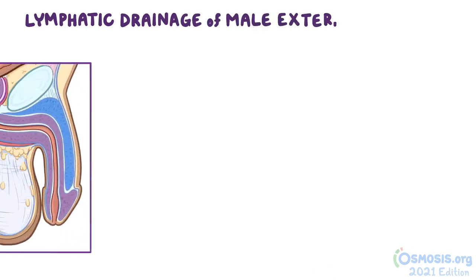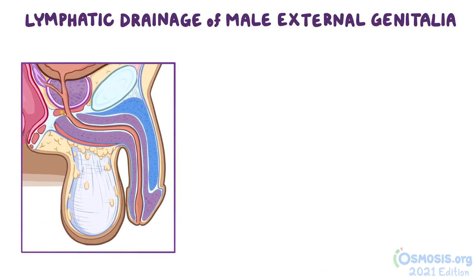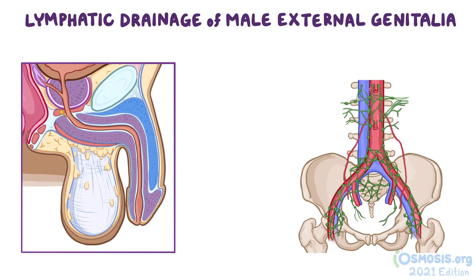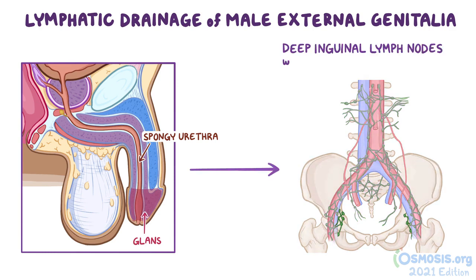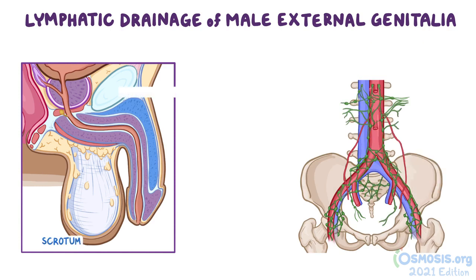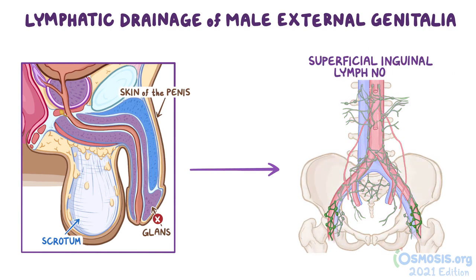Alright, now let's switch gears and discuss the lymphatic drainage of the male external genitalia, starting with the lymphatic drainage of the membranous urethra, which goes with the lymphatic drainage of the cavernous bodies into the internal iliac lymph nodes. Next is the lymphatic drainage of the spongy urethra, which accompanies the lymphatic drainage of the glans penis into the deep inguinal lymph nodes, with some lymph vessels passing to the external iliac lymph nodes. Now, lymph from the scrotum and the skin of the penis, except for the glans, drains into the superficial inguinal lymph nodes.